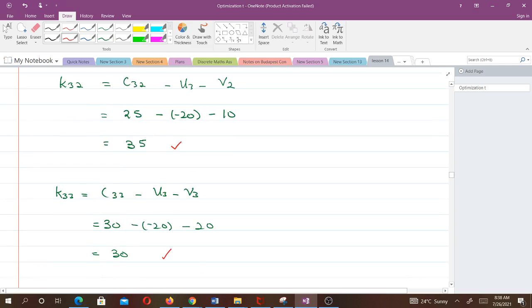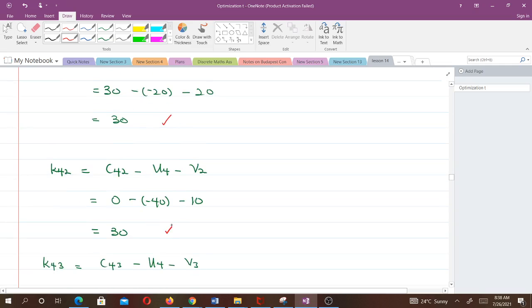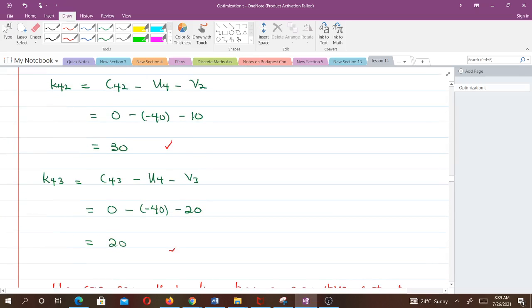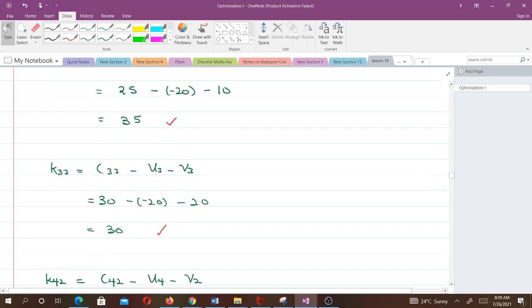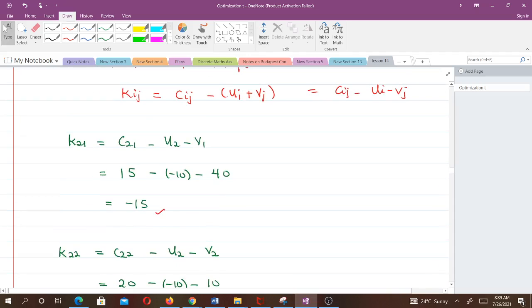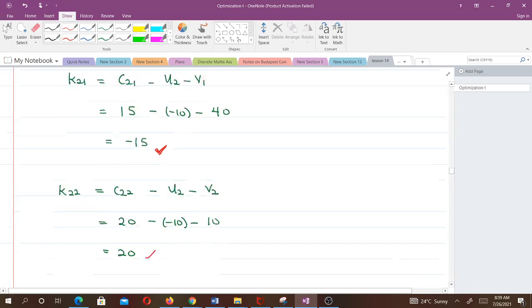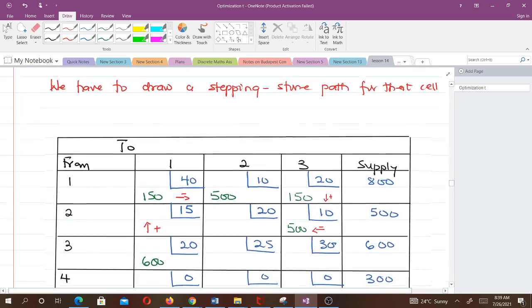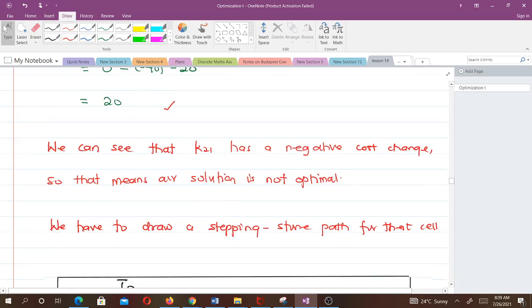K33 will get 30. K42 will get 30. And K43 will get 20. So you can see that all the values that we had were positive with the exception of K21. Since we have a negative value here, the table that we had is not optimal, right? So we have to do an iteration. We can see that K21 has a negative cost change, so that means our solution is not optimal.